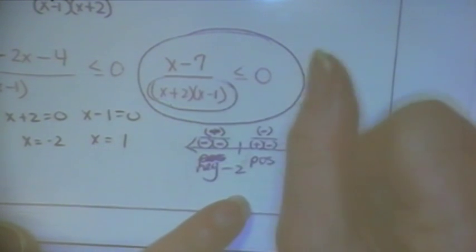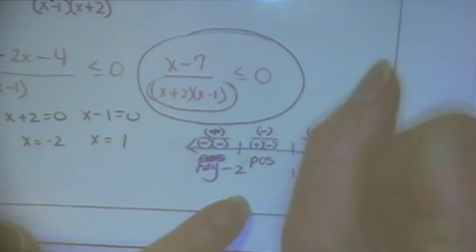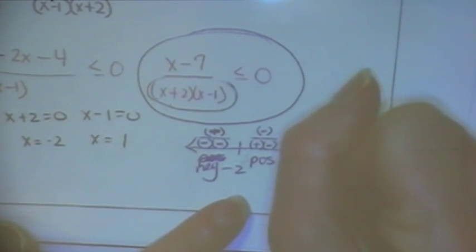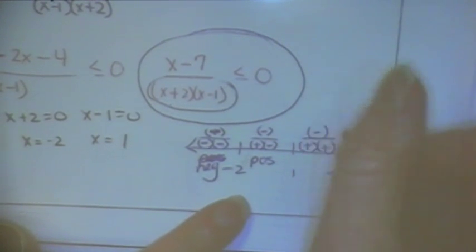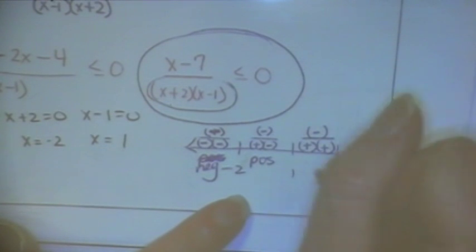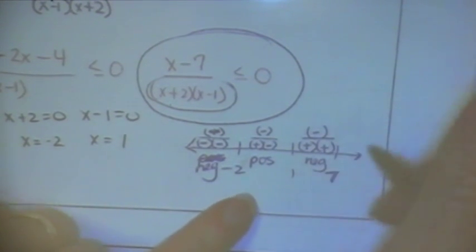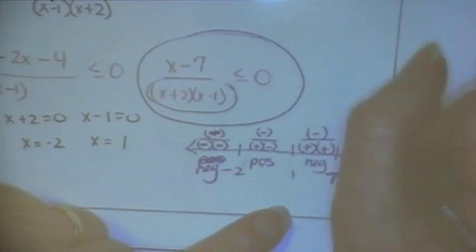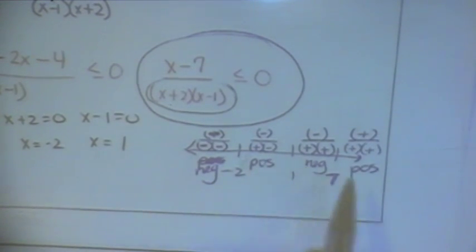Okay, between 1 and 7, let's go 6. Top piece would be negative. Positive, positive. That makes this whole section negative. And let's use 10. 10 is to the right of 7. That would be positive, positive, positive. So this is positive. Okay, so this one goes negative, positive, negative, positive.